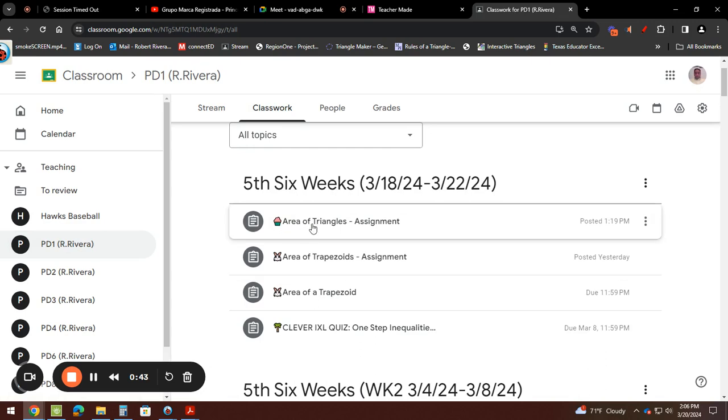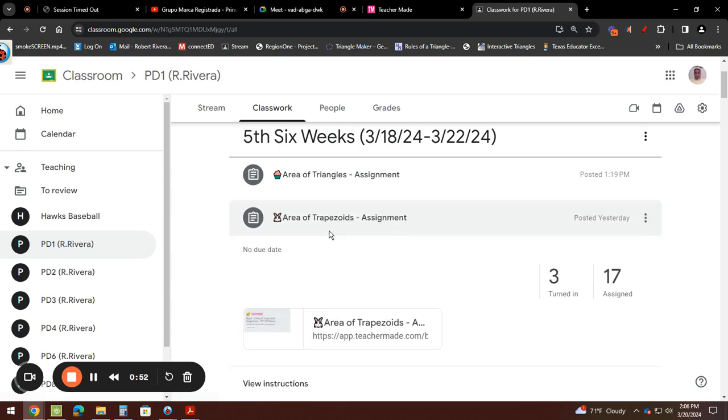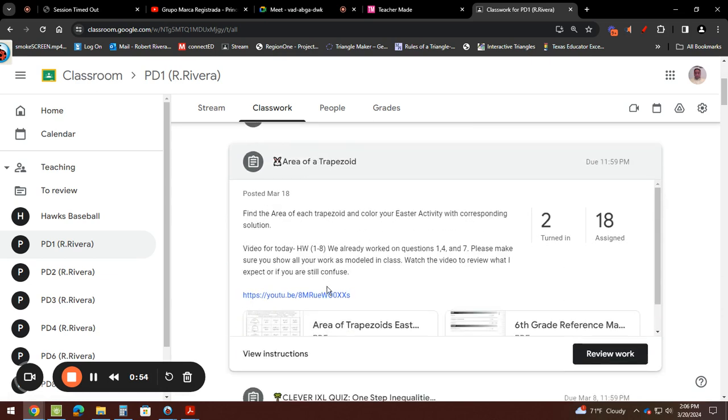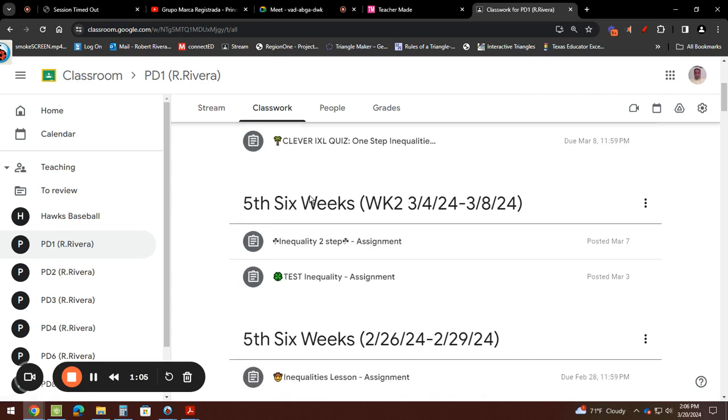So today's homework is the area of triangles, the cupcake. On Monday you have this one, the area. Now this one is the same one. This one is just so you can transfer your answers to this. I am collecting the colored paper with a word showing how you found the area of the trapezoid. This one is not for a grade, so do not worry about it.